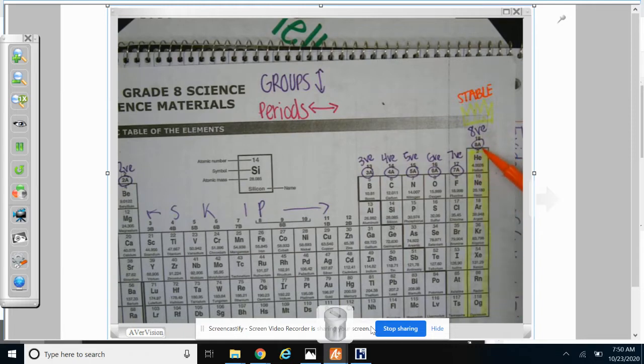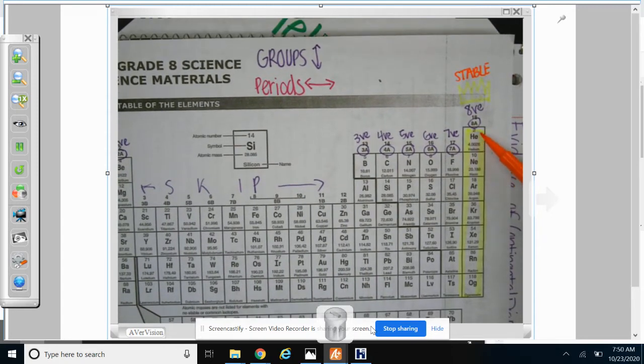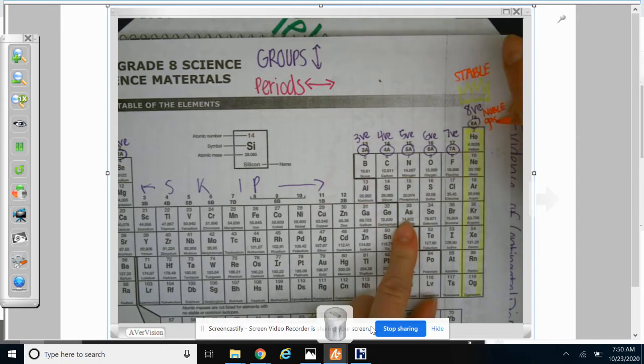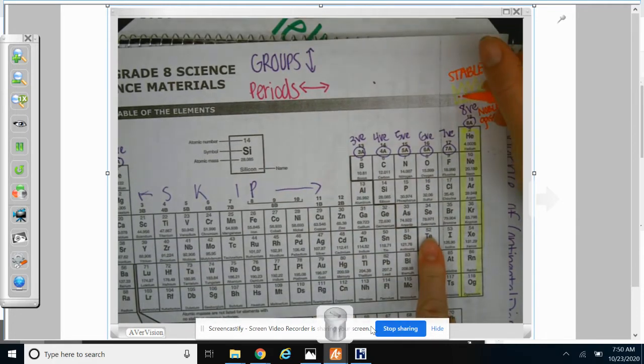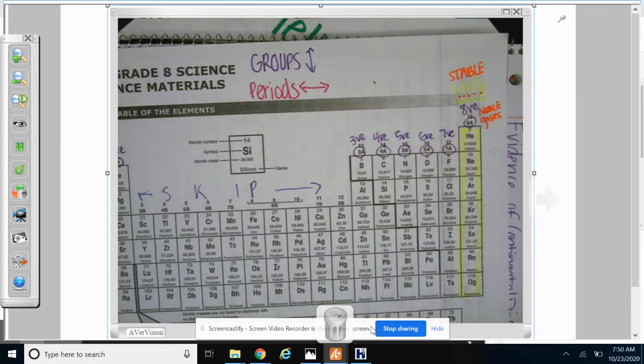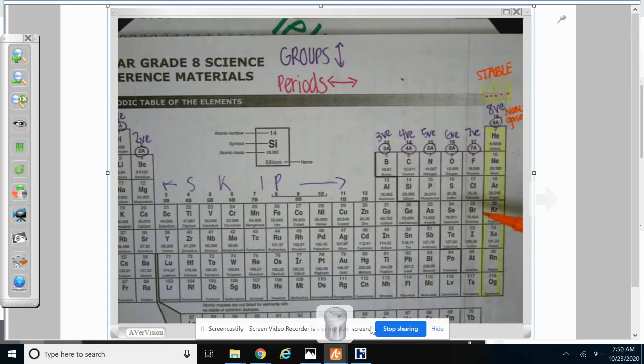Elements react by sharing valence electrons. They don't need any more. They already have 8. That's why they are non-reactive or stable. This entire group is called the noble gases. So I put a crown here because I think, okay, noble sounds like royalty. They are like royalty, and royalty, they don't really mess with normal people. They just kind of stay to themselves. So these noble gases over here, they stay to themselves. They don't mess with any other element because they have everything that they need.